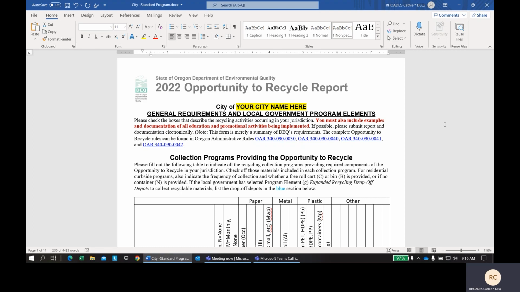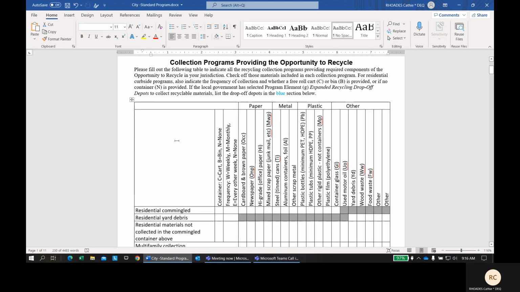We recommend that you complete this form in collaboration with the county, city, and the service provider, since each of these entities can play a role in implementing the recycling programs in the city. So let's begin.